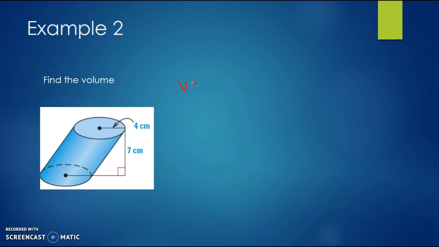Volume will be pi r squared times our height, where we know that the radius, in looking, my radius is 4, and my height is 7. And so I'm just going to plug in. Volume will equal pi times 4 squared times 7.